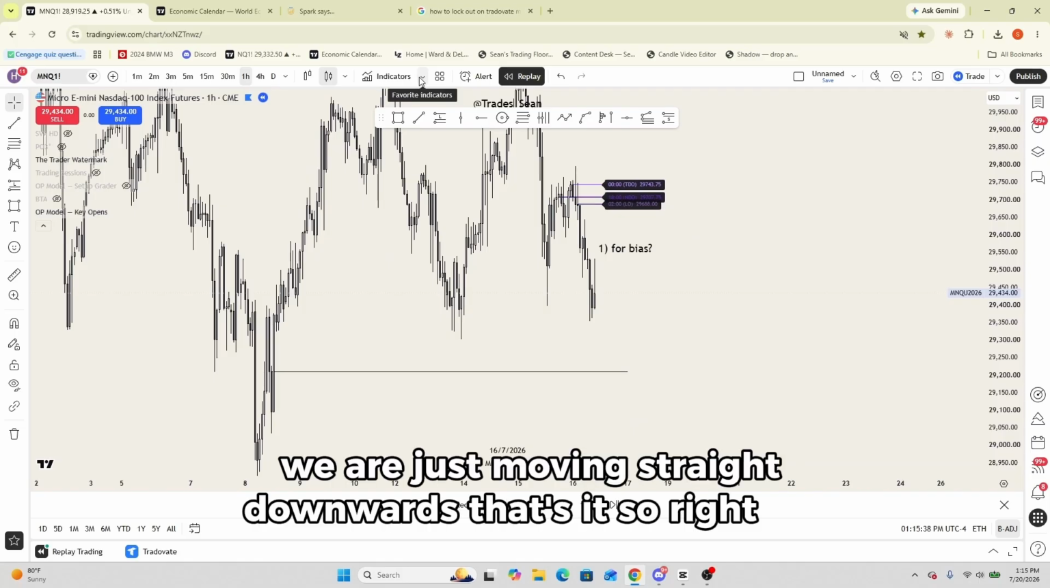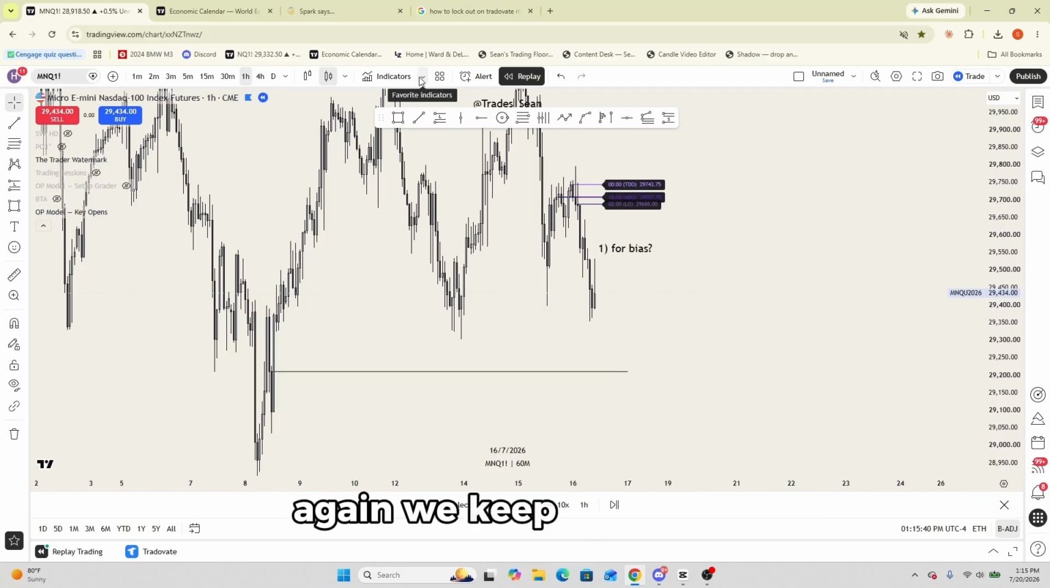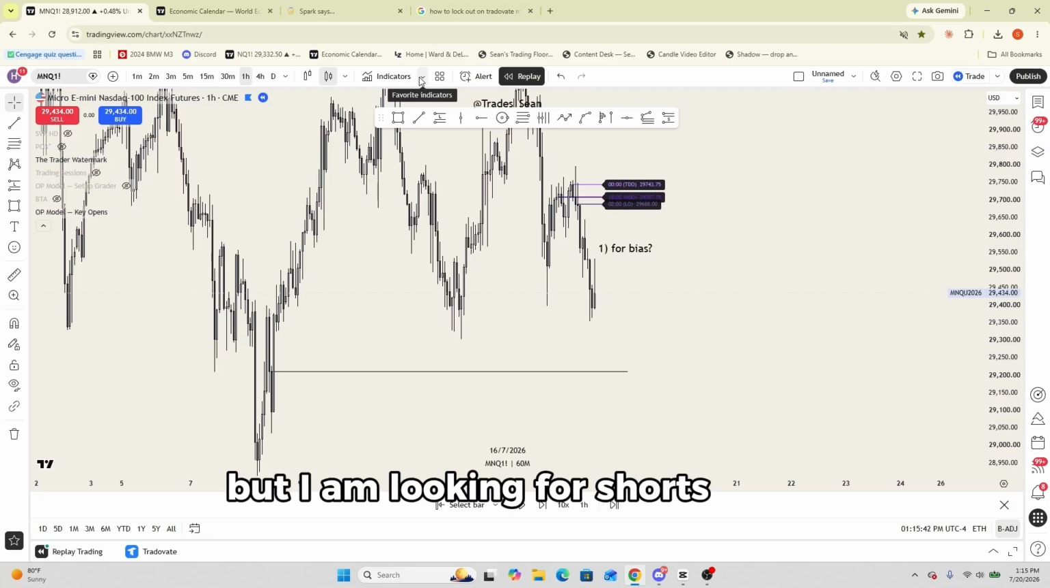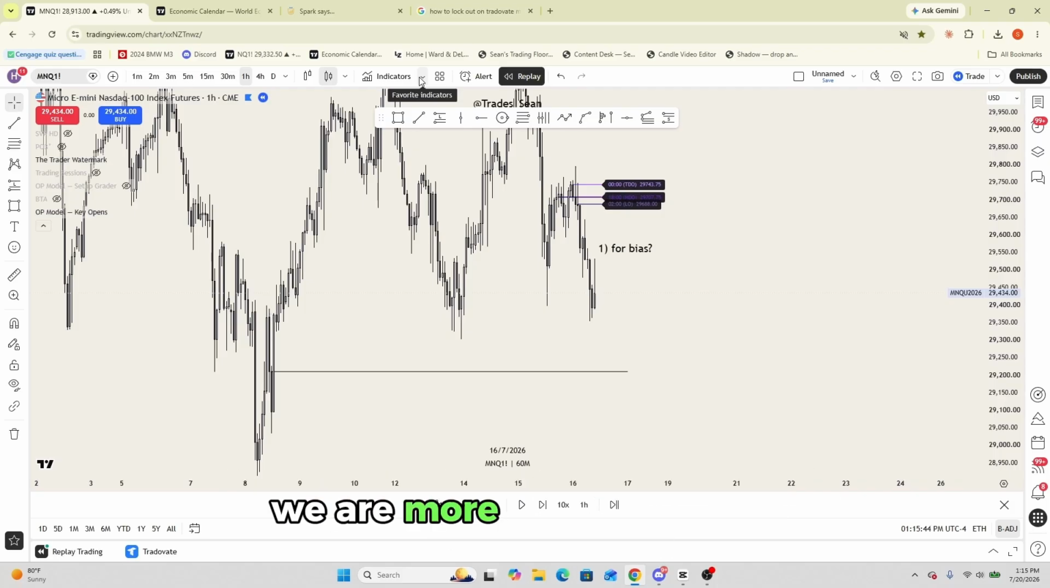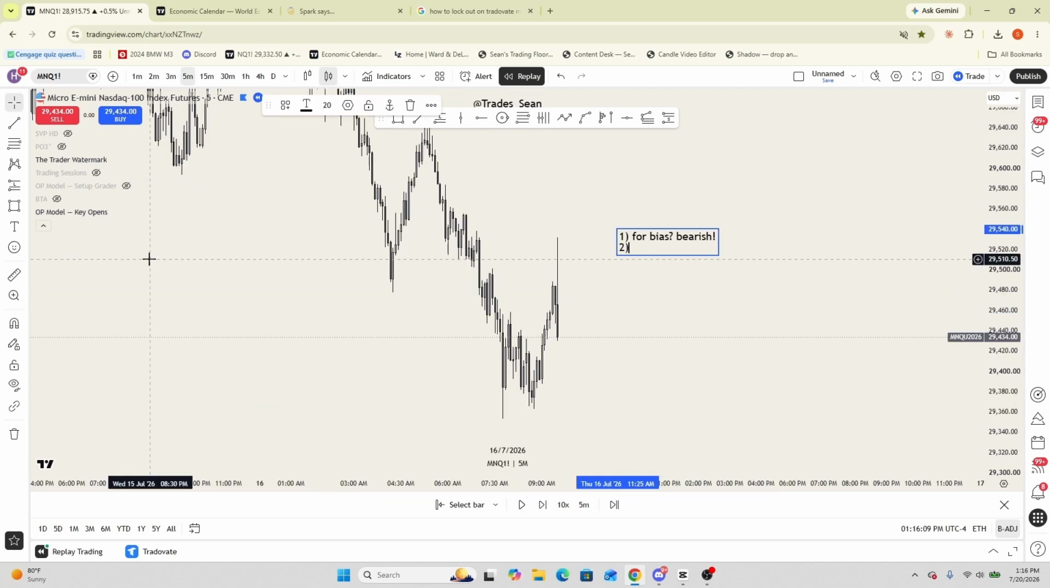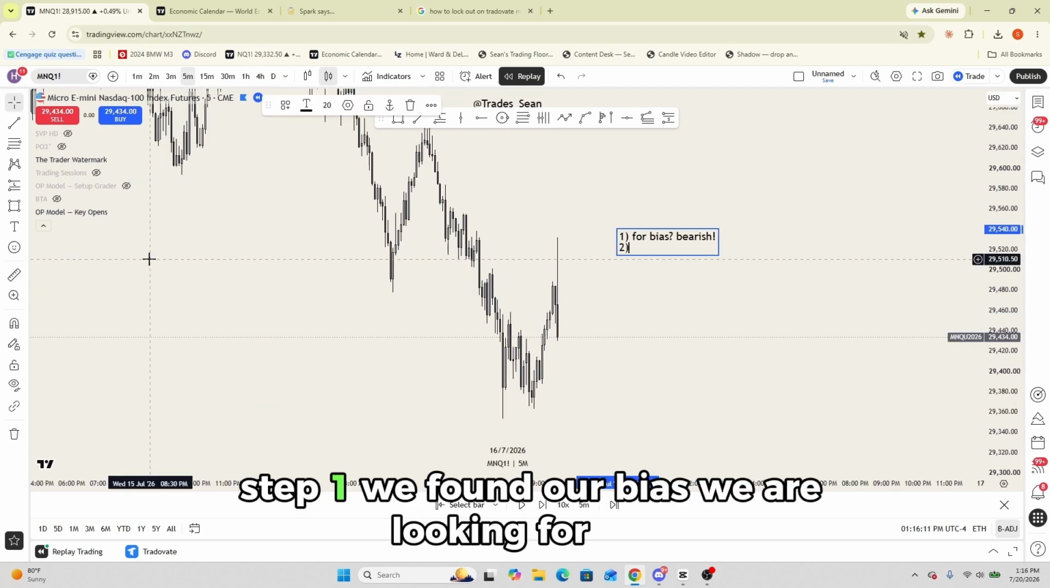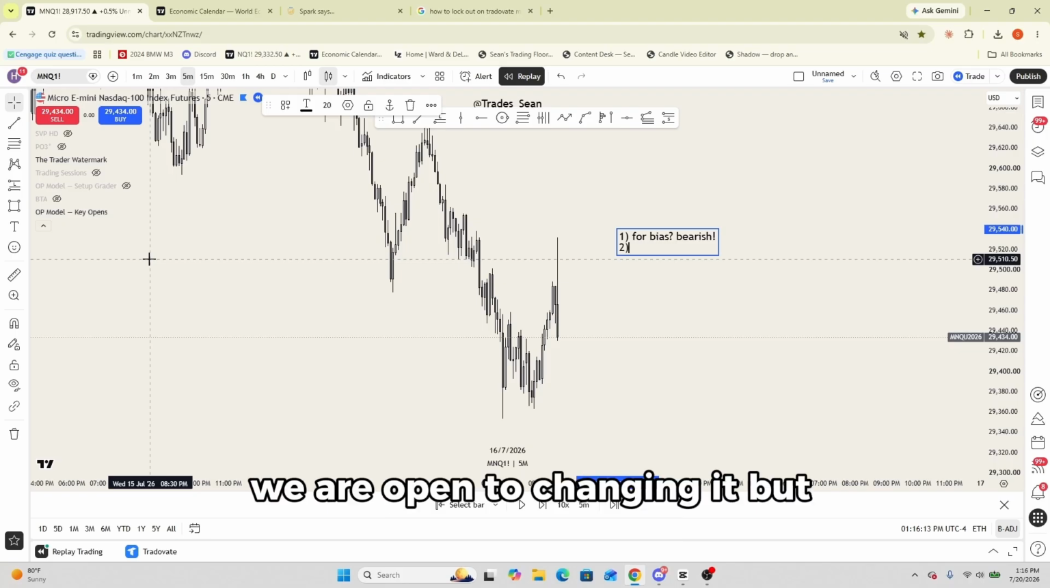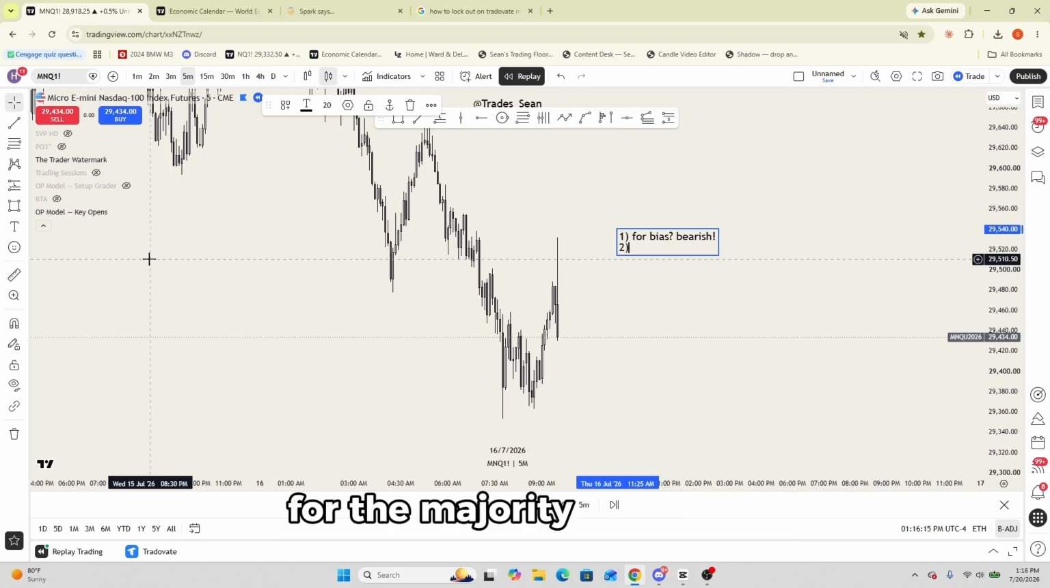That's it. So right off the bat, again, we keep a loose bias, but I am looking for shorts. That is the main thing. We are more likely to expand to the downside than we are to expand to the upside, right? Step 1, we found our bias. We are looking for sells. We are open to changing it, but we are just looking at shorts for the majority of the time.